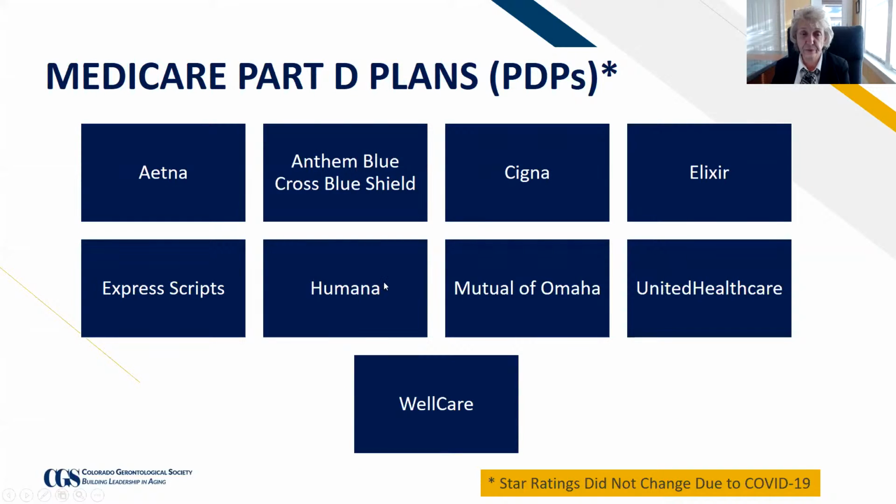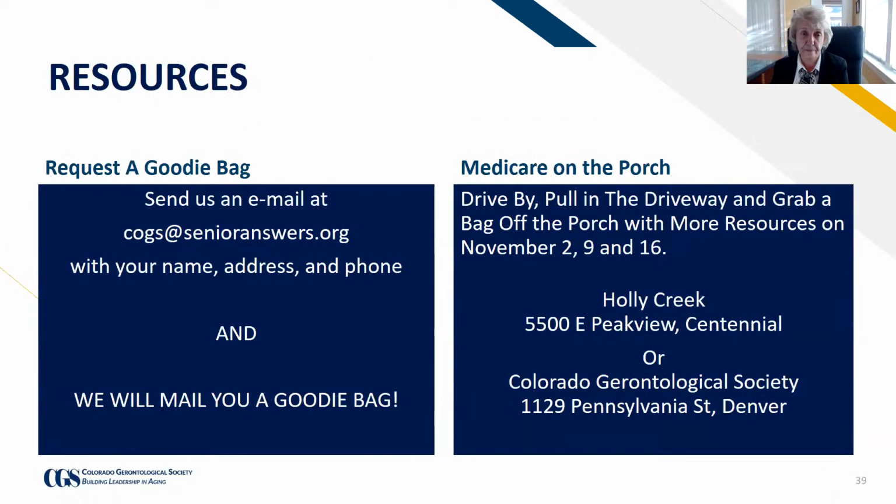This is a list of the companies that are selling Medicare Part D plans in Colorado. Unlike the Medicare Advantage plans, where they pick the specific zip codes that they want to do business, a Part D plan has to be available in every zip code in the state of Colorado. So regardless of where you live, it is available and the pricing is the same.